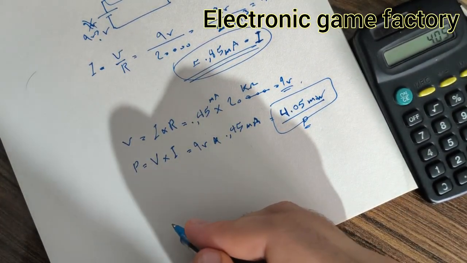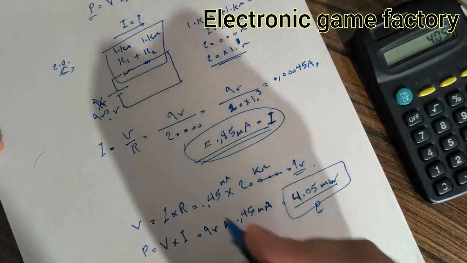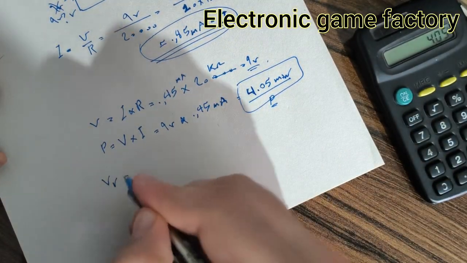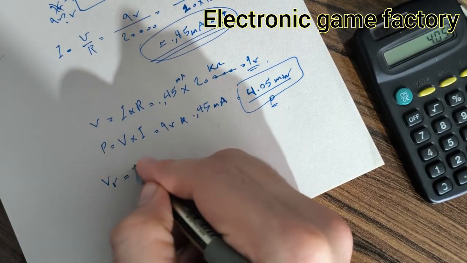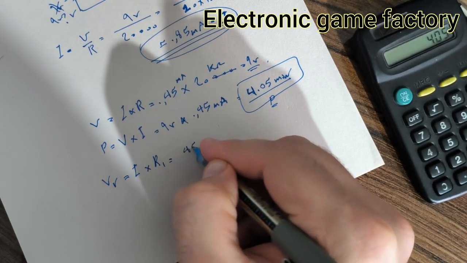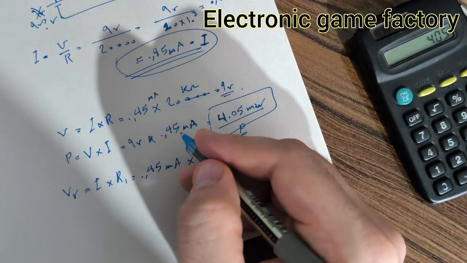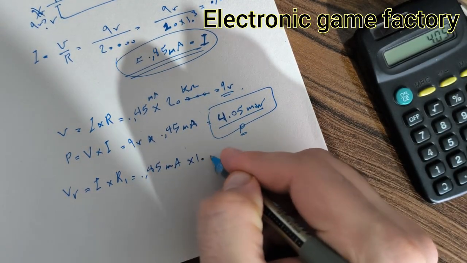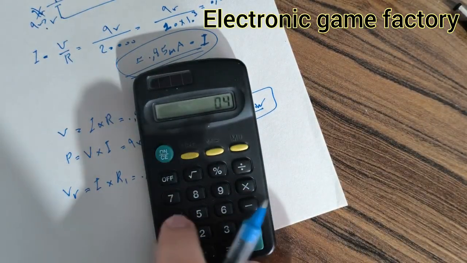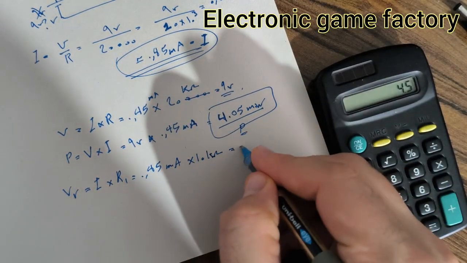Another one is that we want to calculate the voltage passing through the resistance. The first one and the second one are the same, so we calculate one of them. For example, VR is I times R1, which is 0.45 milliampere times R1. And what is R1? It is 10 kilo ohm. So 0.45 times 10 is 4.5 volt.